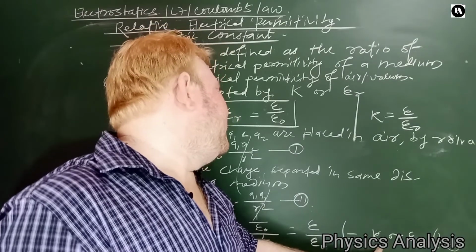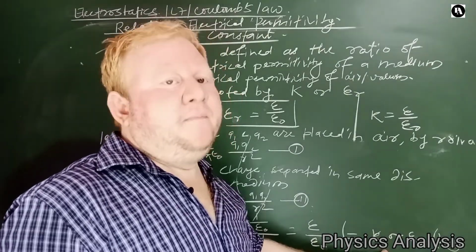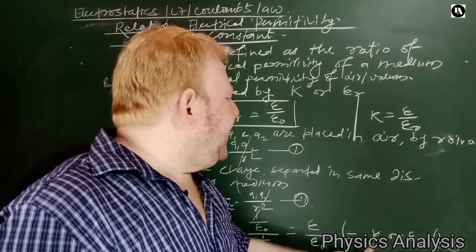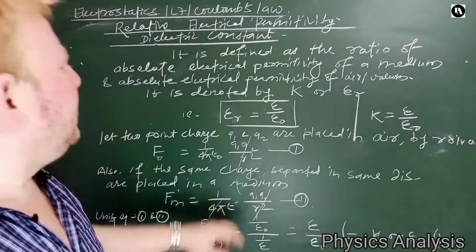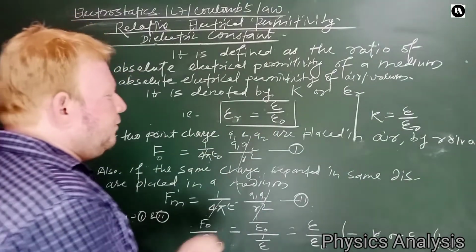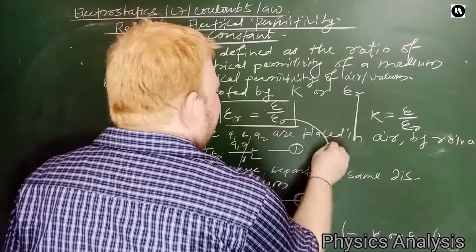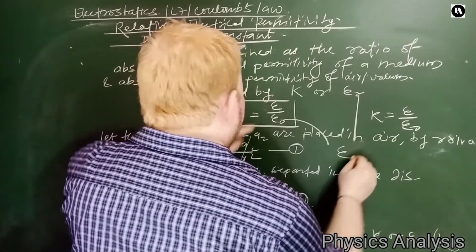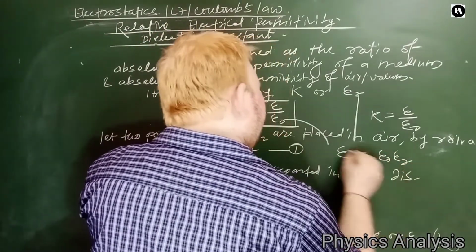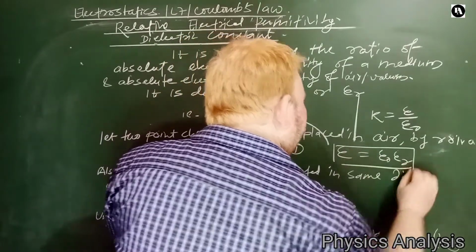Remember, this K is capital K or epsilon r. So K or epsilon r is equal to epsilon by epsilon naught. From here we get one more relation: epsilon is equal to epsilon naught epsilon r. This is one of the relations.